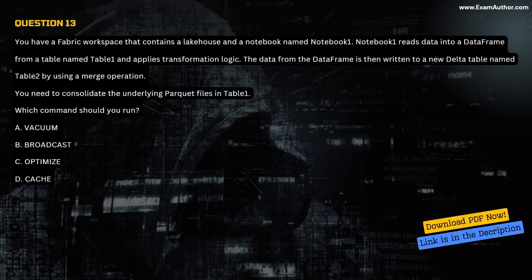Question 13. You have a Fabric workspace that contains a lakehouse and a notebook named Notebook 1. Notebook 1 reads data into a data frame from a table named Table 1 and applies transformation logic. The data from the data frame is then written to a new Delta table named Table 2 by using a merge operation. You need to consolidate the underlying Parquet files in Table 1. Which command should you run? A. Vacuum. B. Broadcast. C. Optimize. D. Cache. Correct answer C.